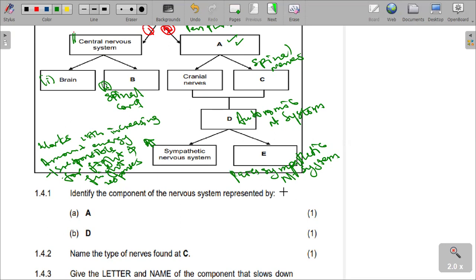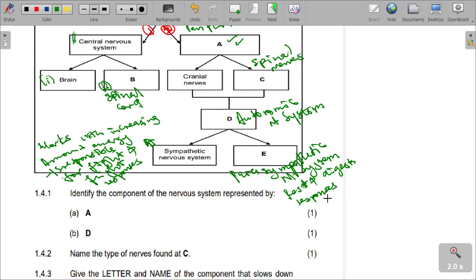It controls the rest and digest responses. Rest and digest responses are controlled by the parasympathetic system. That is the parasympathetic nervous system.